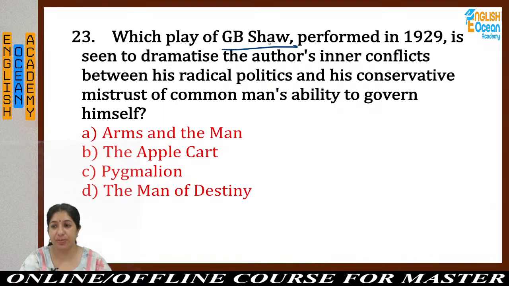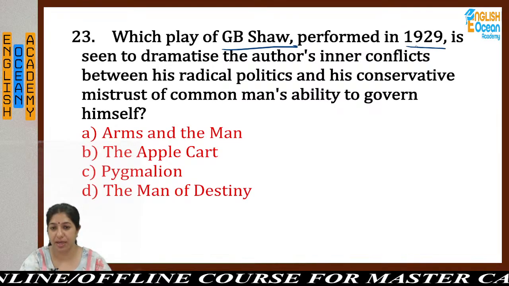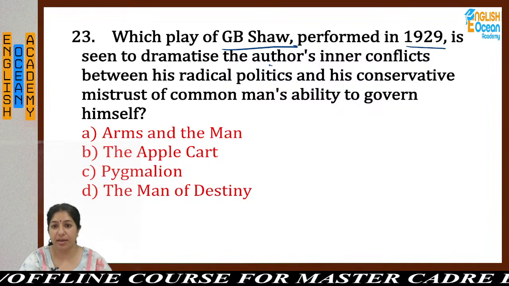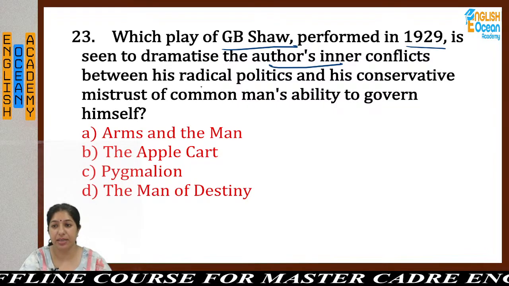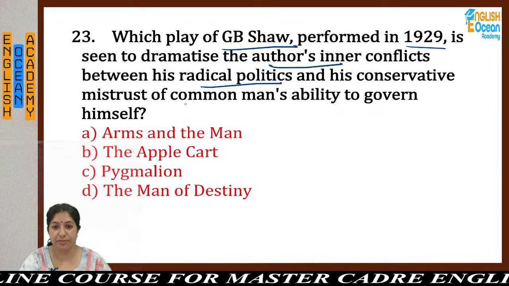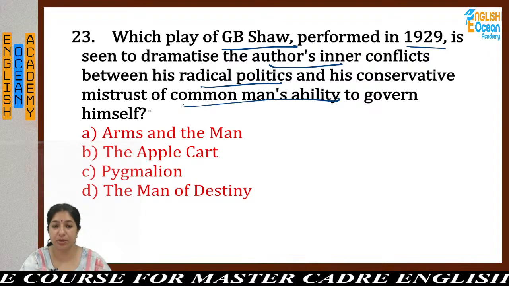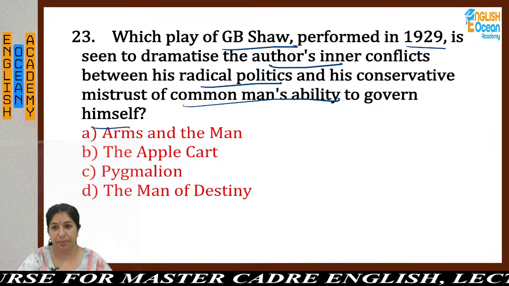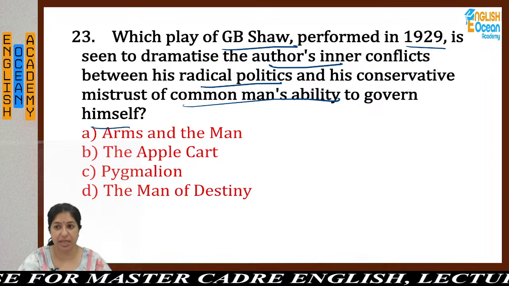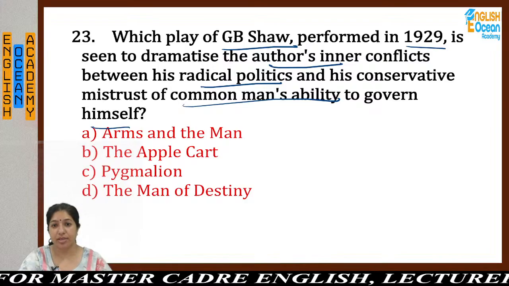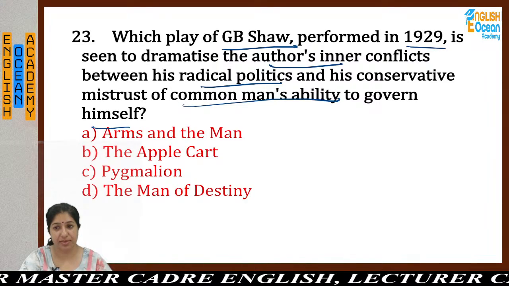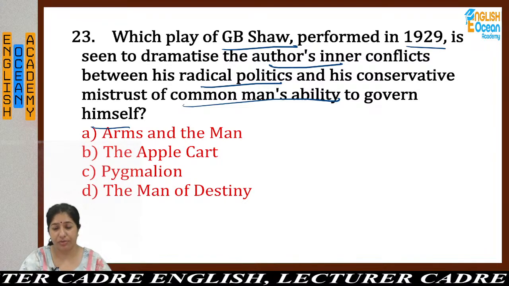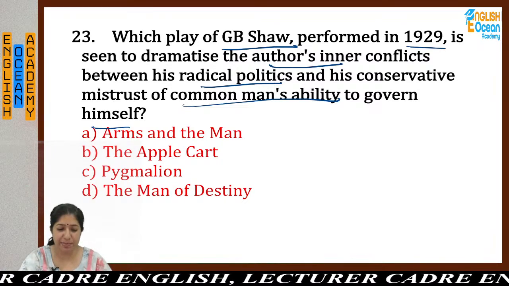Which play of G.B. Shaw performed in 1929 is seen to dramatize the author's inner conflicts between his radical politics and his conservative mistrust of common man's ability to govern himself? Arms and the Man, The Apple Cart, Pygmalion or The Man of Destiny? Author's inner conflicts between his radical politics and his conservative mistrust.